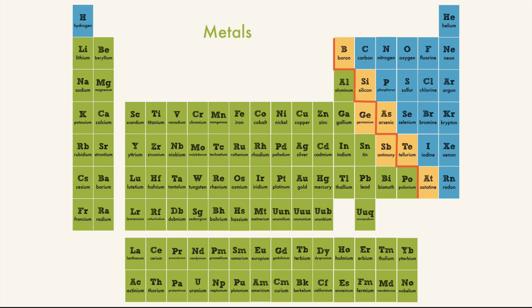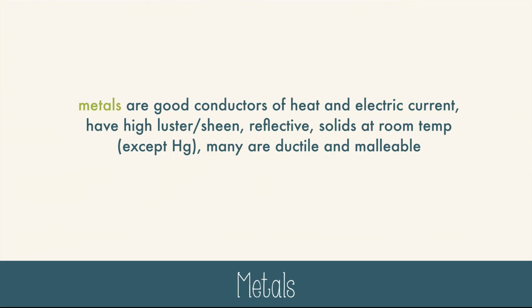Metals are on the left side of the staircase. Nonmetals are on the right side, and metalloids are directly along the staircase, and that staircase just helps us locate the metalloids. Metals are good conductors of heat and electric current. They have high luster and sheen, they're reflective, solids at room temperature, except for mercury, and many are ductile and malleable.